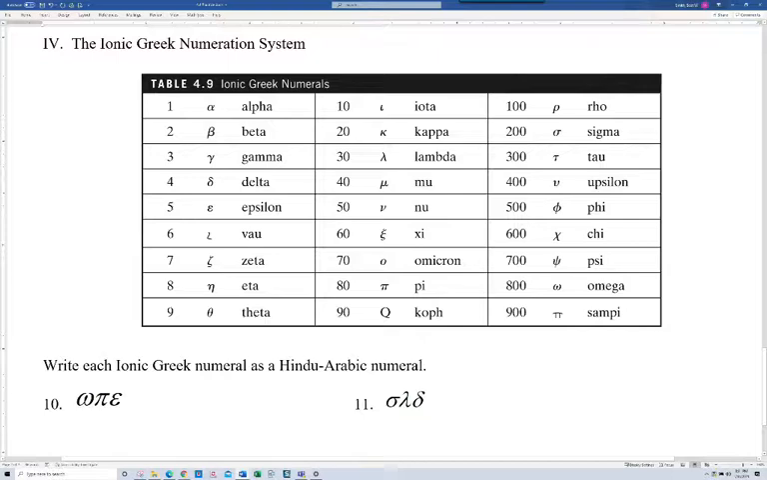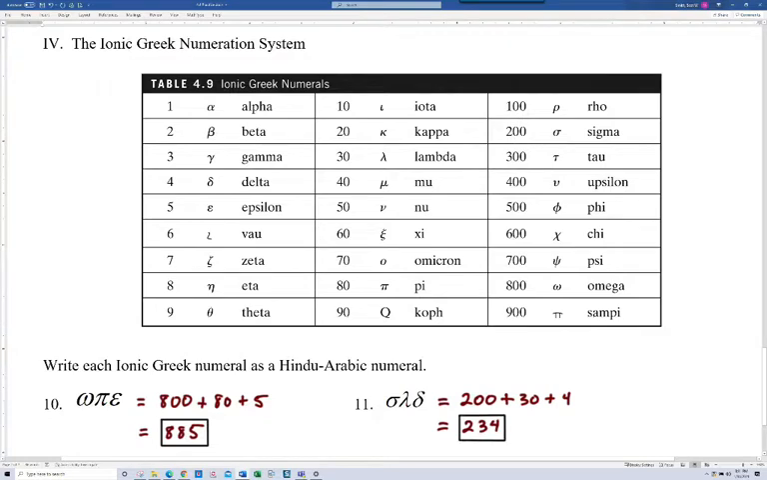And so on number 10, that first symbol is omega, which is 800. And then you have pi, which is 80. And then epsilon, which is 5. So this is 885. On number 11, you should have got 200 plus 30 plus 4, which is 234.